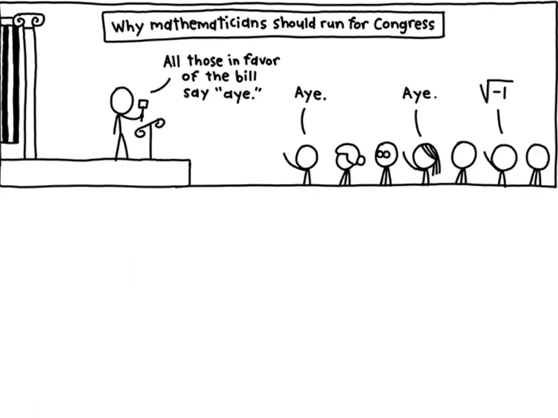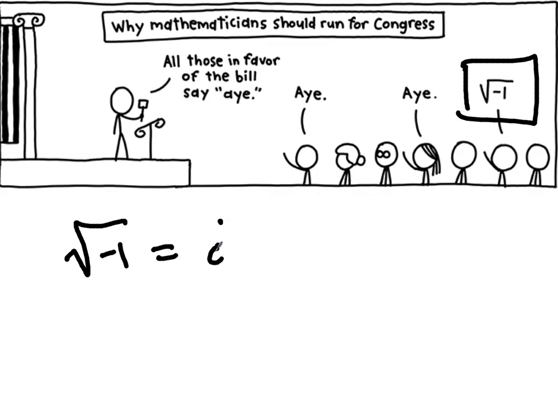Okay, so here's a joke. You probably don't get it yet, but let me explain to you why this guy right here is a mathematician. The square root of -1 is defined mathematically as the italic letter I. So this joke, all those in favor of the bill say I. This person is saying I, this person says I, this person says square root of -1, but they mean I. So it's a joke. It's funny. Haha.